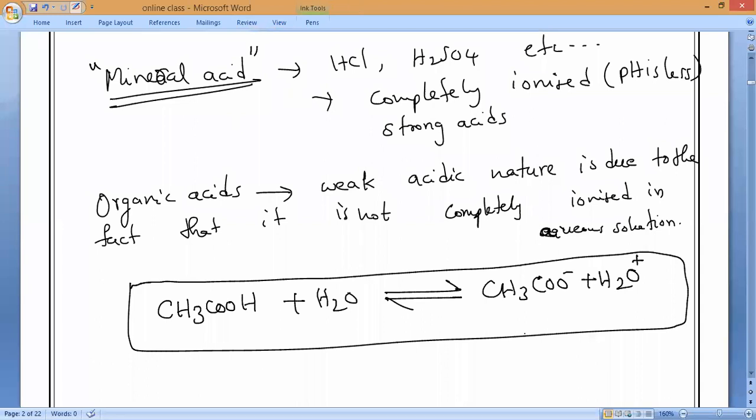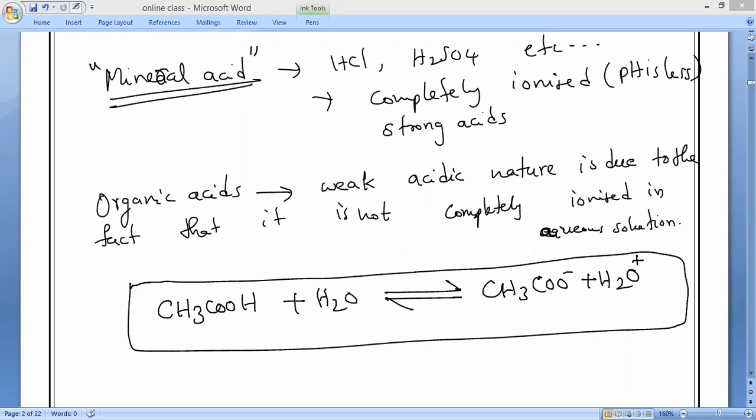So that is the action on litmus. You can even perform the activity with the help of hydrochloric acid and acetic acid, and you will understand the reaction also. So this is the first reaction in the chemical properties of ethanoic acid: being acidic in nature, reacting with litmus.